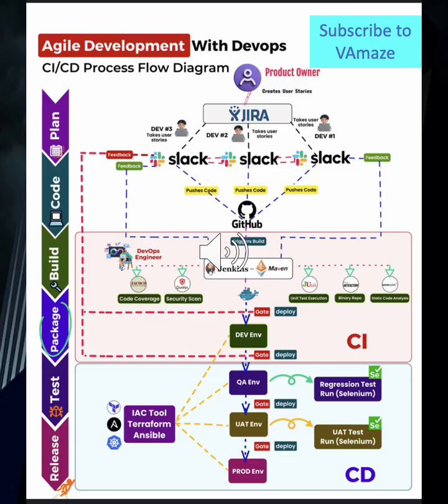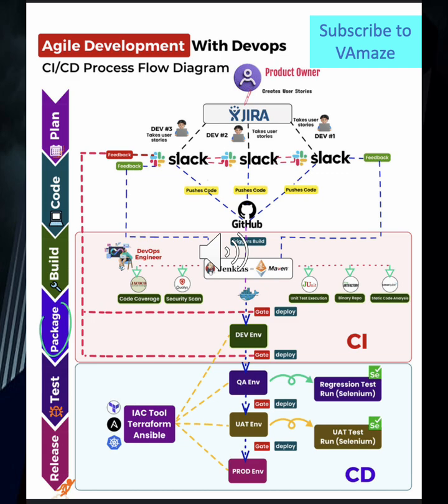User acceptance testing. Following successful QA validation, the code moves to the UAT environment, user acceptance testing. In this phase, UAT tests are executed using Selenium for end-to-end testing. Business stakeholders and end users validate that the software meets their requirements, and final approval is obtained before production deployment. Production release. The final stage involves deployment to the prod environment where the software becomes available to end users.